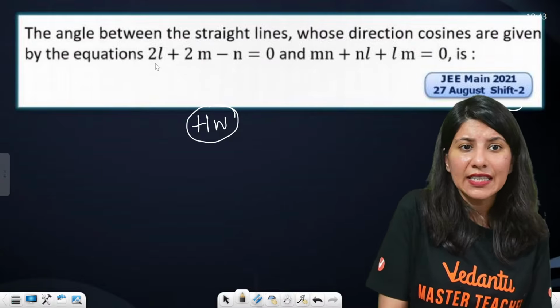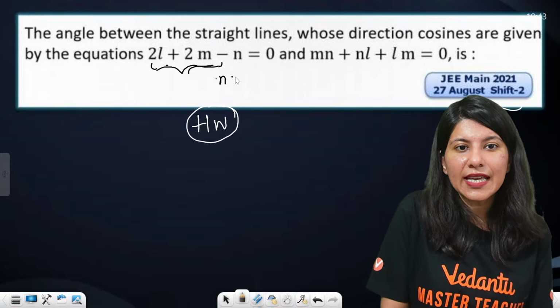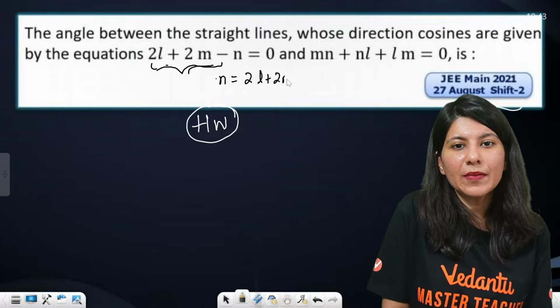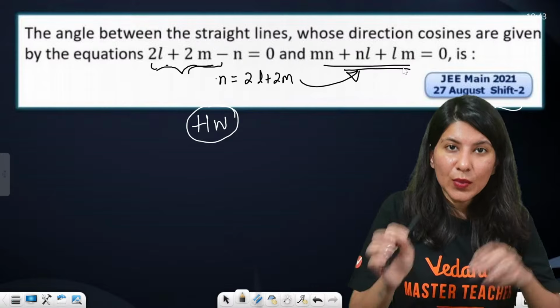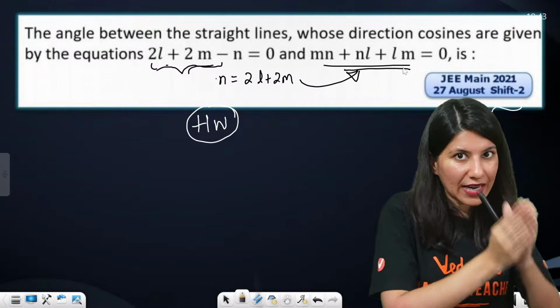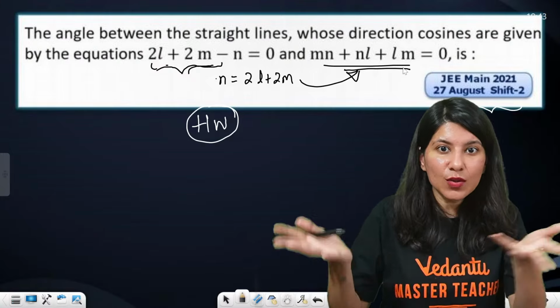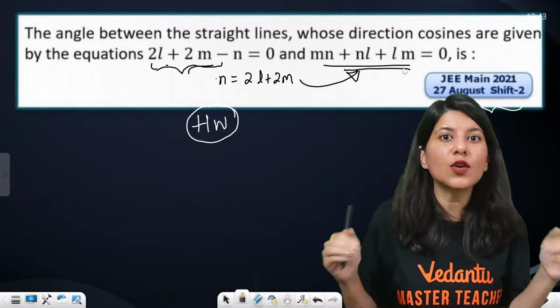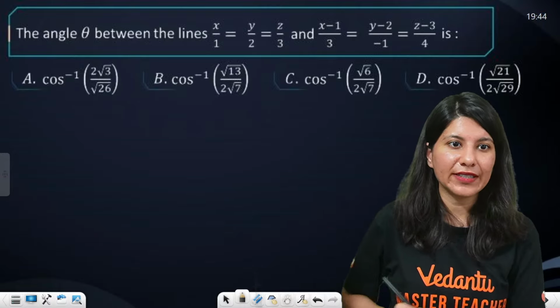So again, in this type of question, just take one by one. What you can do is put n equals 2l plus 2m and plug it in over here. Solve here, you will get two sets, two conditions. One condition you solve, you will get one type of ratio. The second condition will give you the second direction cosine or ratio. Then just figure out the angle between both the sets by cos theta. Okay. All right.